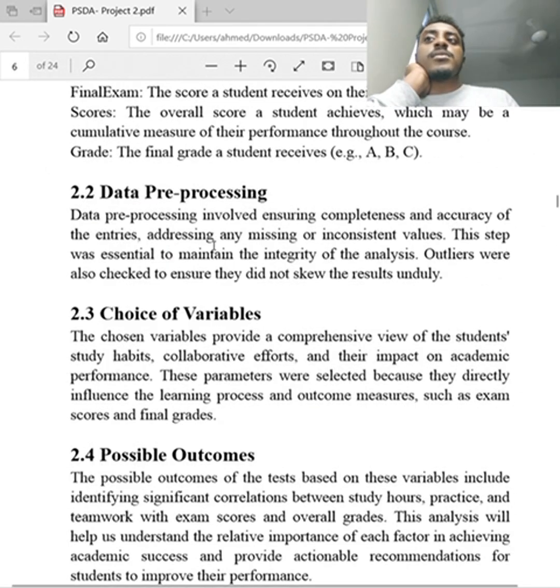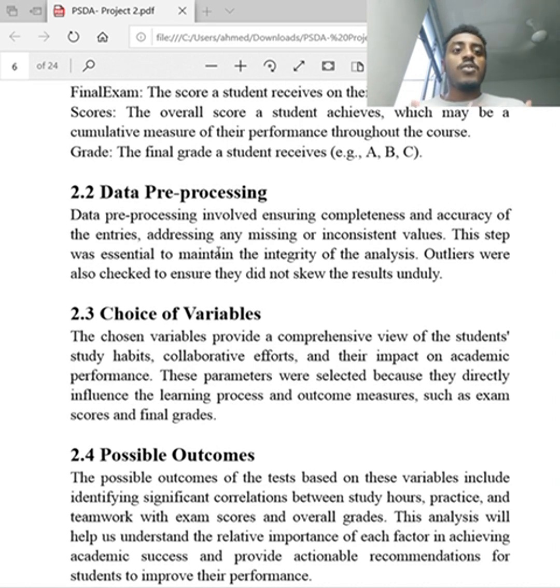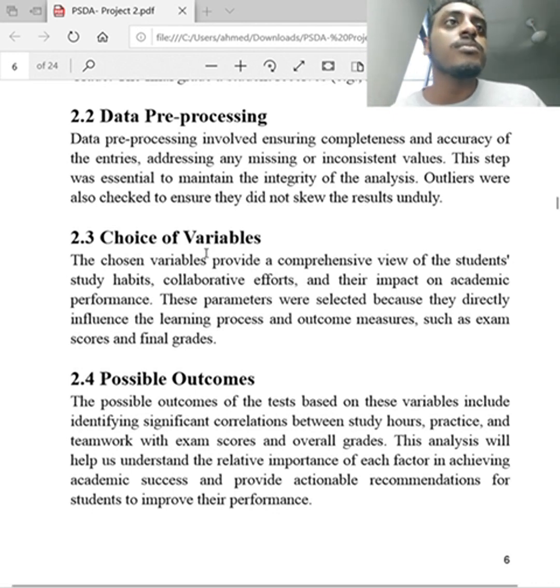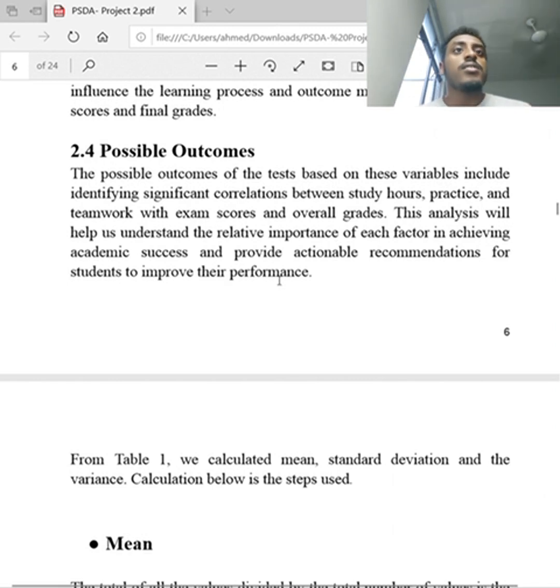For the data pre-processing, we ensure data accuracy, addressing any missing values and checking for outliers to maintain the integrity of our analysis. For the choice of variables, these variables or their parameters were selected because they directly influence the learning process and outcome measures such as exam scores and final grades. For the possible outcomes, we want to identify if there is any correlation between study hours, practice, and teamwork with exam scores and overall scores. This analysis will help us understand the relative importance of each factor in achieving academic success and provide actionable recommendations for students to improve their performance.